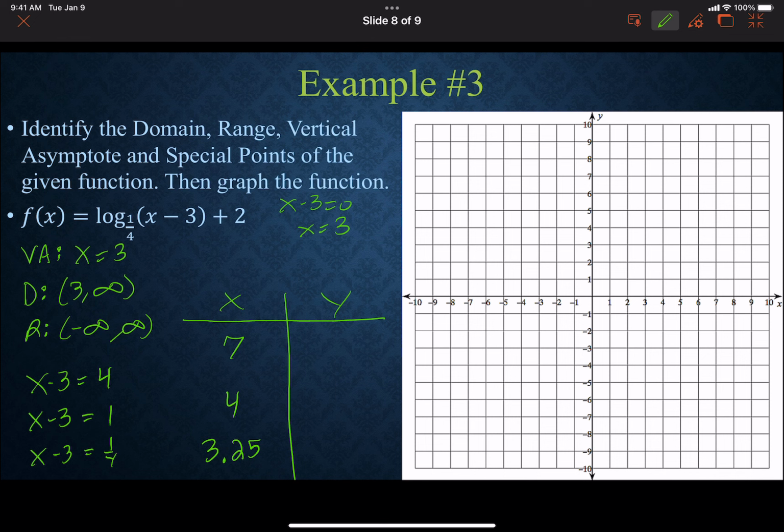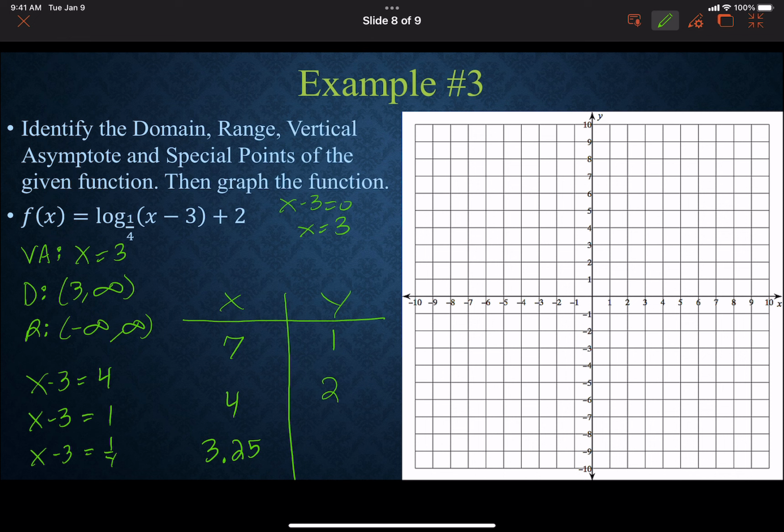Substituting in 7, 7 minus 3 is 4. And again, remember, we're doing log base 1/4 of 4. When the base and the number are reciprocals, the result is always negative 1. So it's negative 1 plus 2, which is 1. Log base 1/4, 4 minus 3 is 1. So log of 1 is always going to be 0. 0 plus 2 is 2.